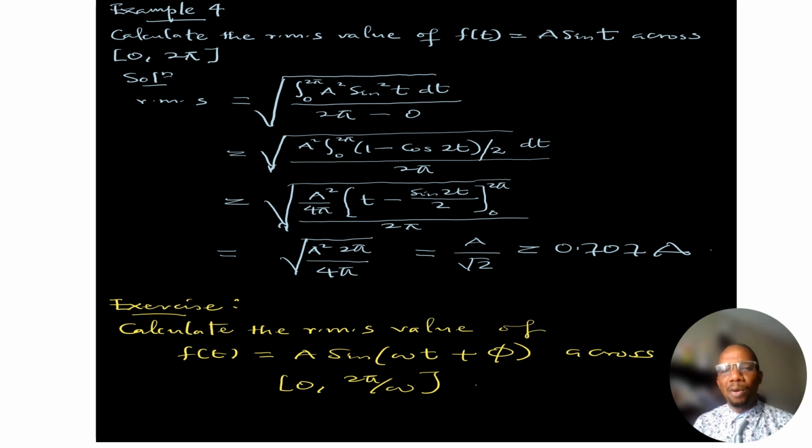Calculate the RMS value of this function, f of t equals A sine omega t plus phi, across the limit 0 to 2 pi over omega. Calculate the RMS value of f of t equals A sine omega t plus phi across 0 to 2 pi.